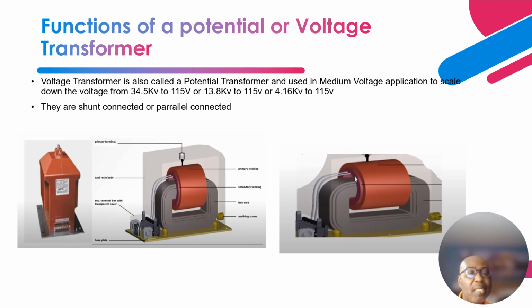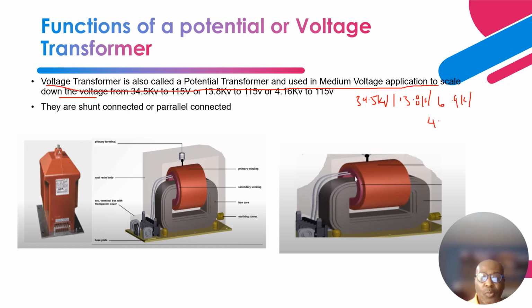Now let's take a look at the functions of a potential or voltage transformer. Its function is to scale down the voltage from 34.5 kV, 13.8 kV, 6.9 kV, 4.16 kV, and matter of fact, there are some switchgears that are at 2.3 or 4 kV, to a secondary voltage of 115 volts.